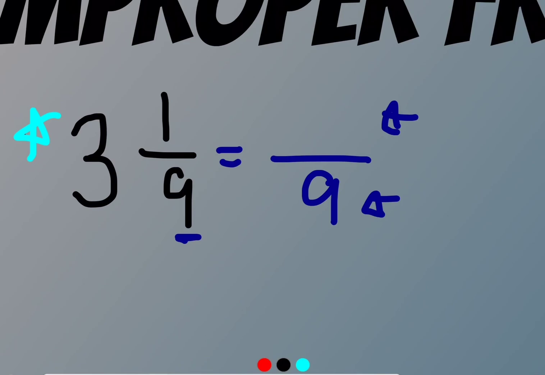The second thing I'm going to tell you to do is put a multiplication sign and a plus sign. So you're just working from here to here and from here to here. What do I mean by that? Ask yourself, what is 9 times 3? Well, 9 times 3 is 27. Okay, now what is 27 plus 1? Well, that's 28. So that means 3 1/9 is the same thing as 28/9.